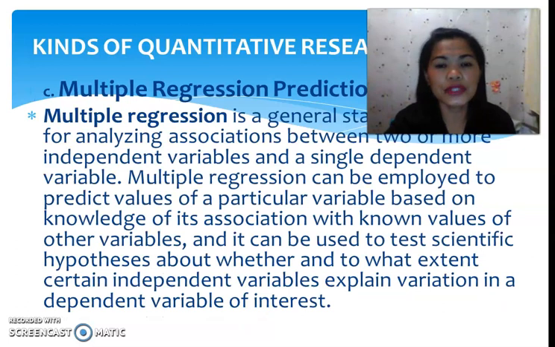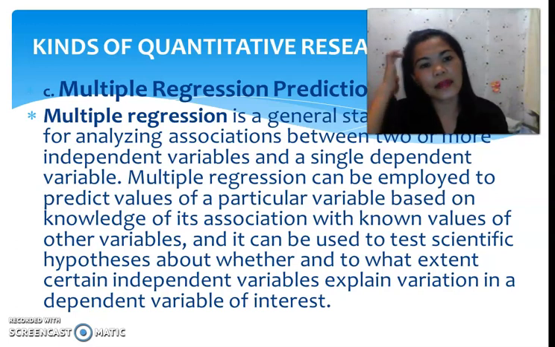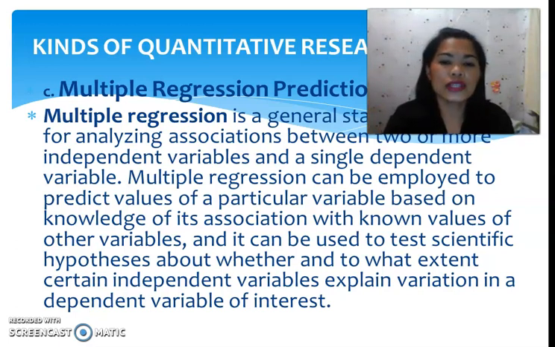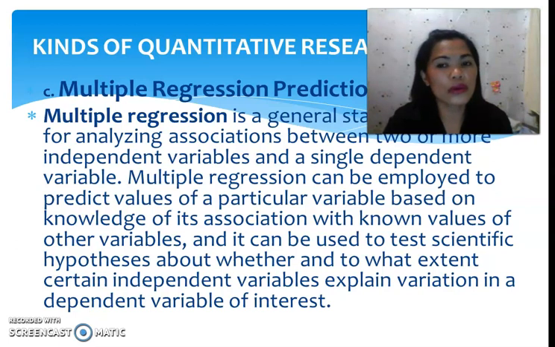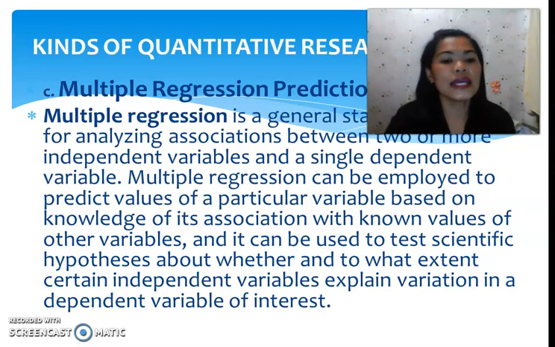Multiple regression prediction studies. So when you say multiple regression, it is a general statistical method for analyzing associations between two or more independent variables and a single dependent variable. Multiple regression can be employed to predict values of a particular variable based on knowledge of its association with known values of other variables, and it can be used to test scientific hypotheses about whether or to what extent certain independent variables explain variation in a dependent variable of interest.